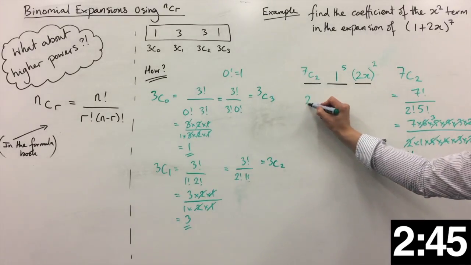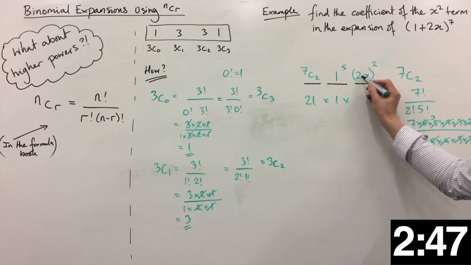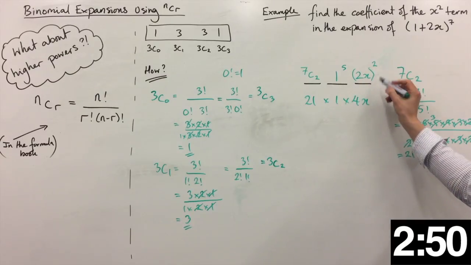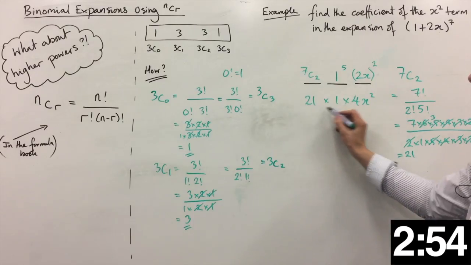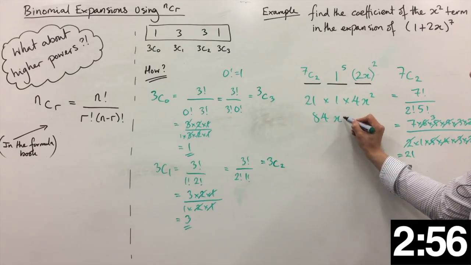So here in fact we have 21 times 1 times 4x squared. Okay, so now looking at this, that would give us 84x squared.